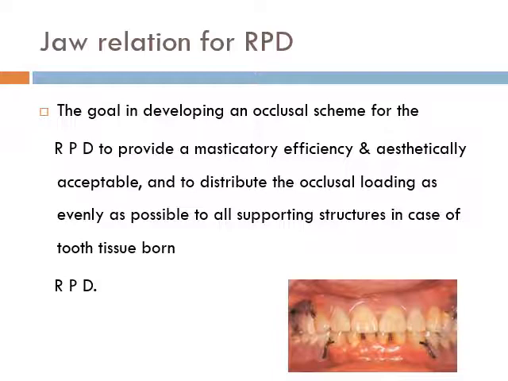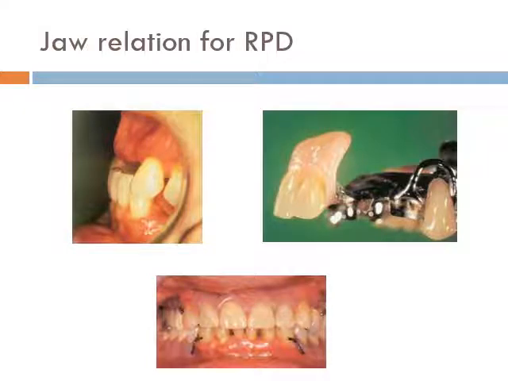The goal in developing an occlusal scheme for the removable partial denture is to provide masticatory efficiency and an aesthetically acceptable result, and to distribute the occlusal loading as evenly as possible to all supporting structures in the case of a removable partial denture.